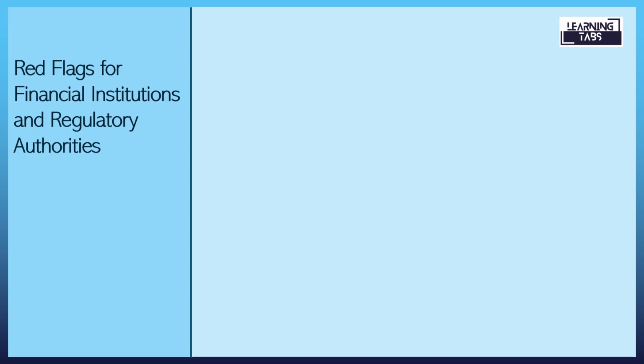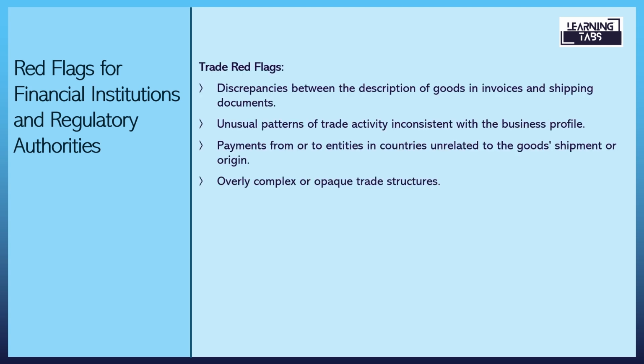TBML red flags for financial institutions and regulatory authorities. Trade red flags: discrepancies between the description of goods in invoices and shipping documents. Unusual patterns of trade activity inconsistent with the business profile. Payments from or to entities in countries unrelated to the goods shipment or origin. Overly complex or opaque trade structures.